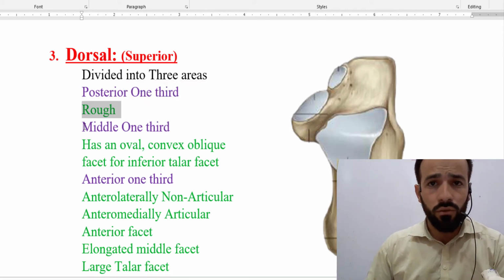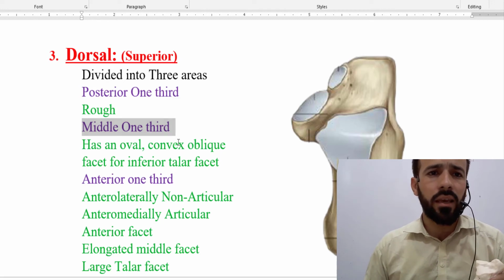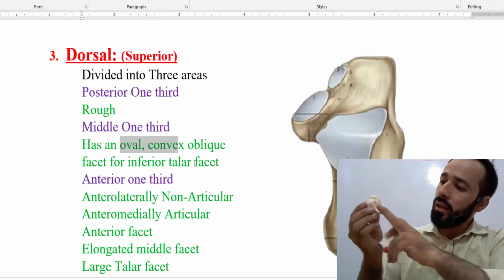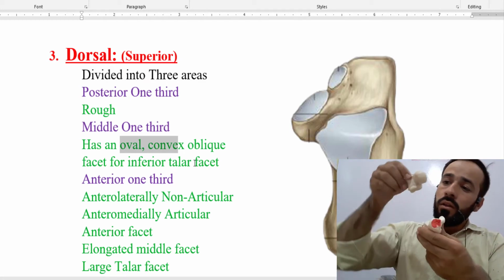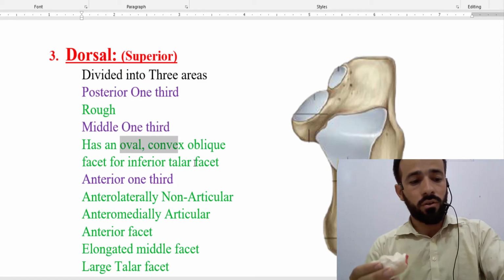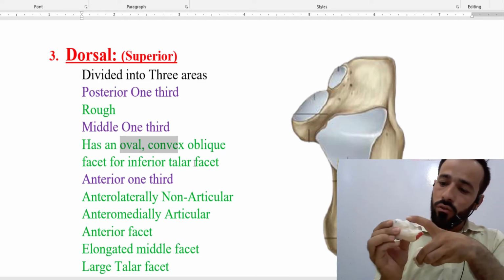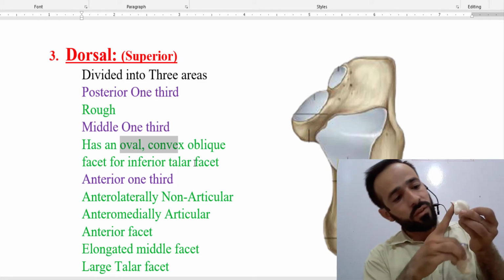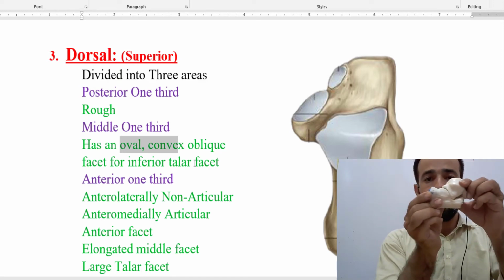Then the middle 1/3 of this dorsal surface of the calcaneus bone has an oval, convex and oblique facet for the inferior talar facet. So here we have the talus bone, and this is the inferior talar facet. This facet will make a joint here like this. Look carefully. Here is the talus bone, and this is the calcaneus bone. So this middle 1/3 of this calcaneus bone has a facet which is for the inferior facet of the talar bone.